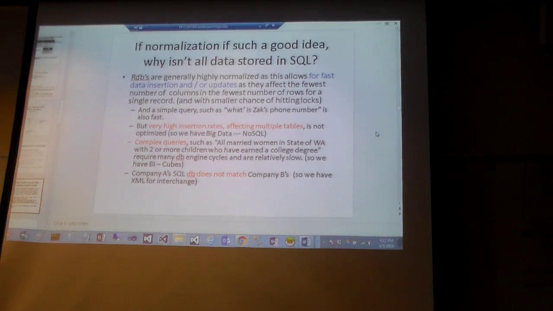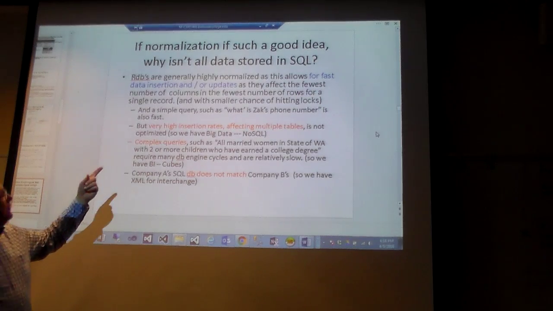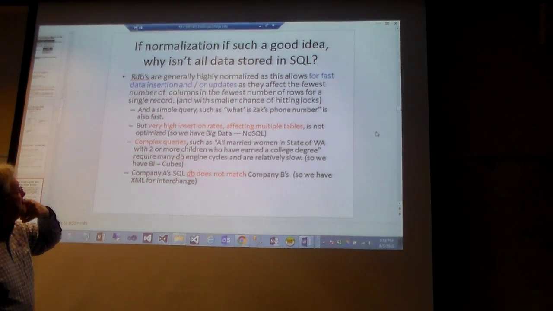So why isn't all data stored that way? They're normalized for fast data insertion or updates because that will affect the fewest number of columns and the fewest number of rows in a single record. So you want to insert a new customer, you already got that city in the data, you already got that zip code, you already got that street. You don't have to go update those tables. All you have to do is hit one record and have all those secondary keys. And then simple queries like what's Zach's phone number is really fast.